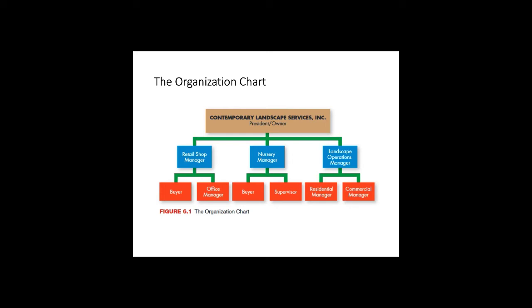Those 3 managers, in turn, have several folks who report to them, and two each are outlined here, right? The retail shop manager has a buyer and an office manager. The nursery manager has a buyer and a supervisor. And the landscape operations manager shows that a residential manager and a commercial accounts manager report to him as well. So you can see this diagram is very useful in showing you reporting relationships, structure, and how the chain of command works in this organization.